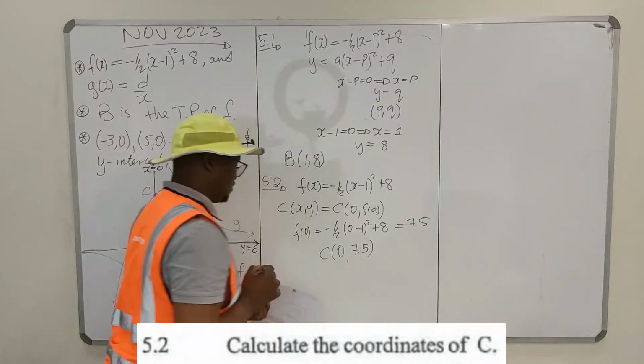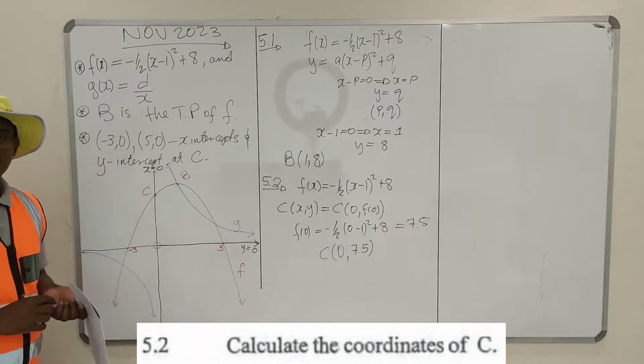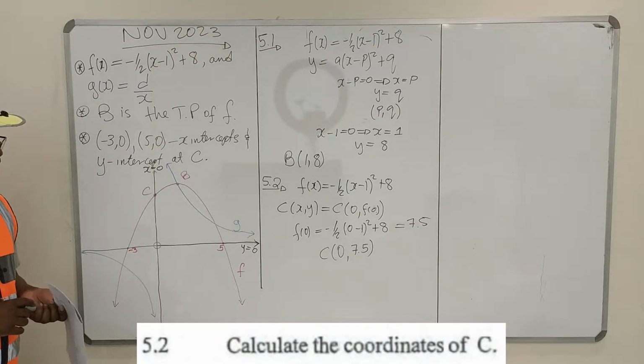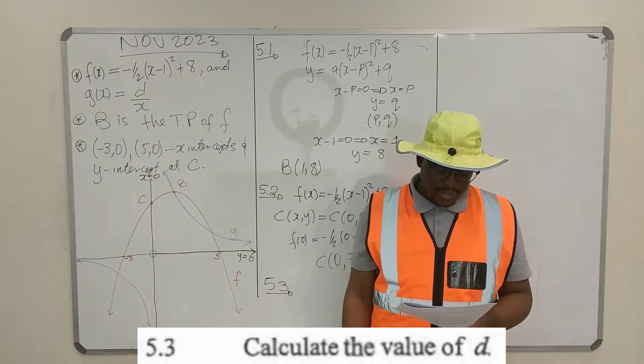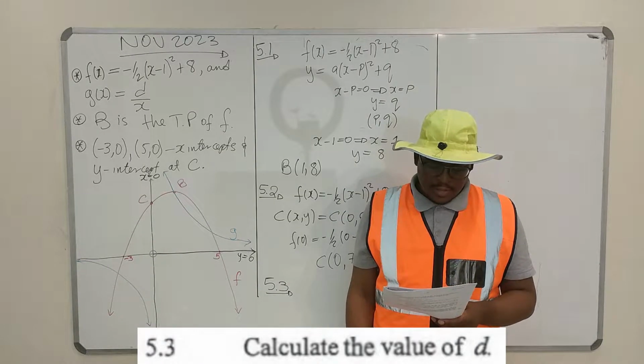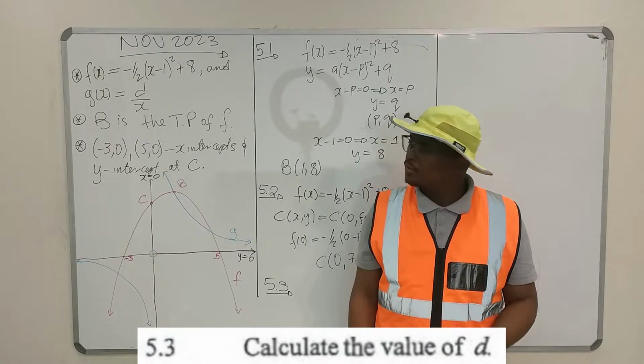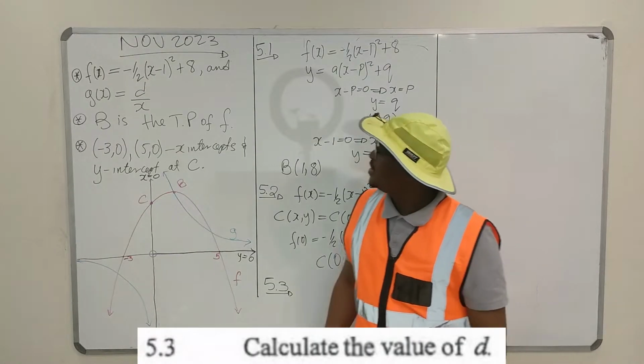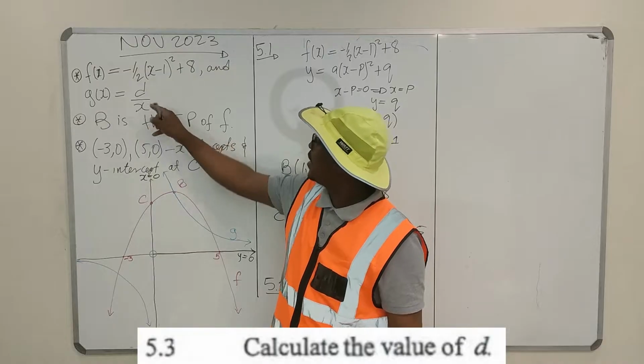These are the coordinates for C. Done with this one. Okay, so now we're doing 5.3. 5.3 reads as follows: calculate the value of D. What is D? D is this number here, right?